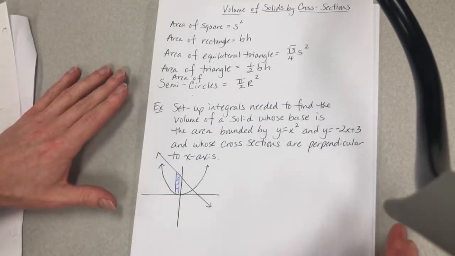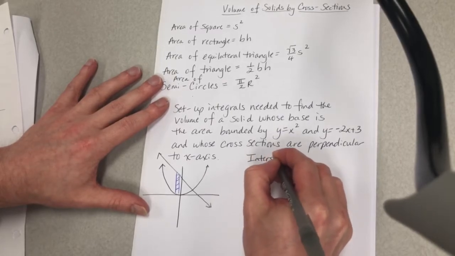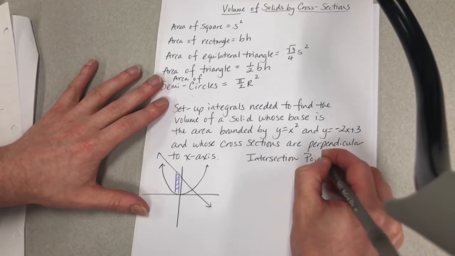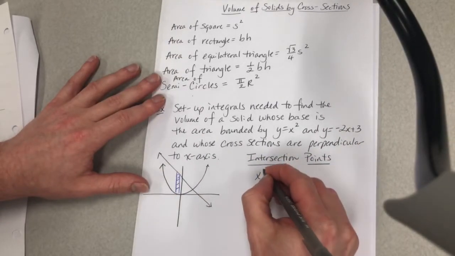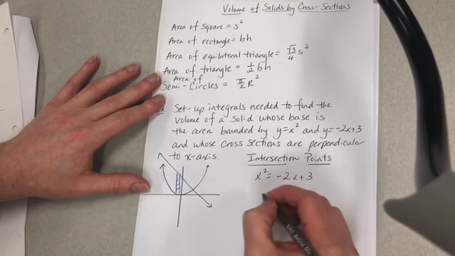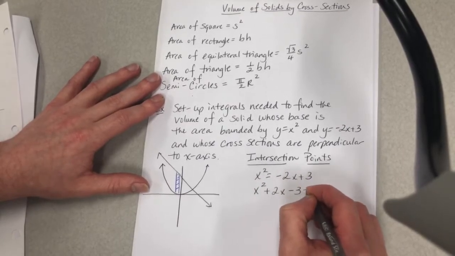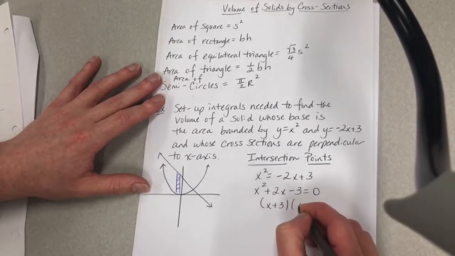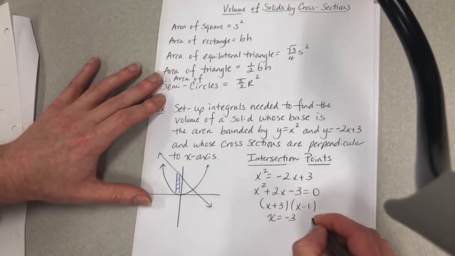First step, intersection points. We set the functions equal to each other, just like we did in the previous two lessons. So we get x squared plus 2x minus 3 is equal to 0. We factor and get x plus 3 and x minus 1. So our limits come out to be x is equal to negative 3 and x is equal to 1.